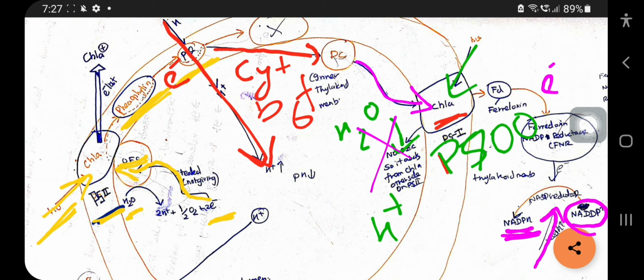So this is the process of how photosynthesis takes place. If you want to take a screenshot, take it. I will remove all these writings.